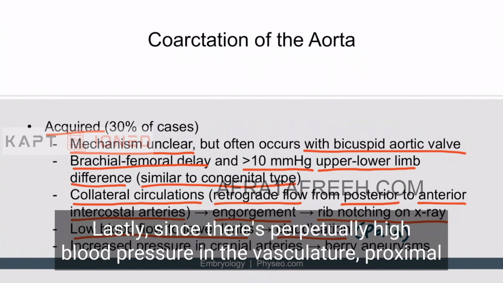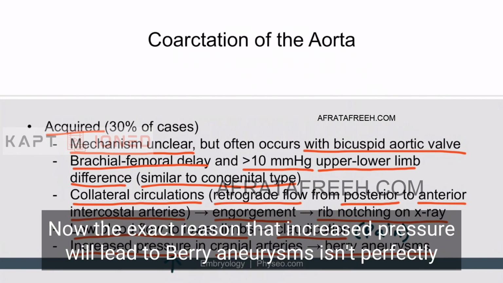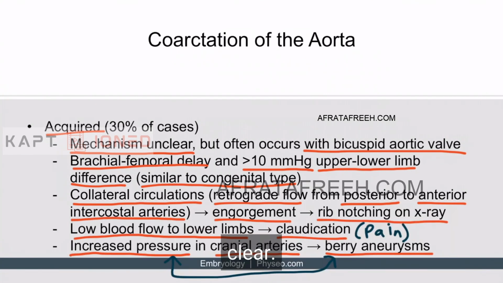Lastly, since there's perpetually high blood pressure in the vasculature proximal to the coarctation, there can be increased pressure in the cranial arteries, and this can lead to berry aneurysms. Now, the exact reason that increased pressure will lead to berry aneurysms isn't perfectly clear.